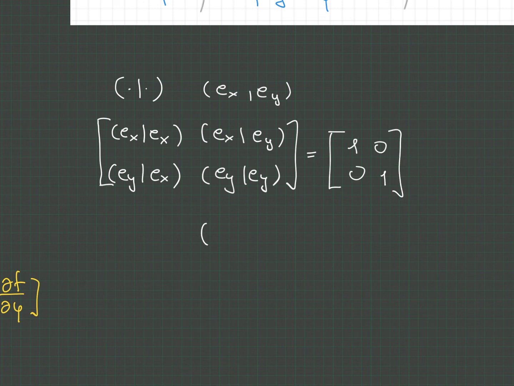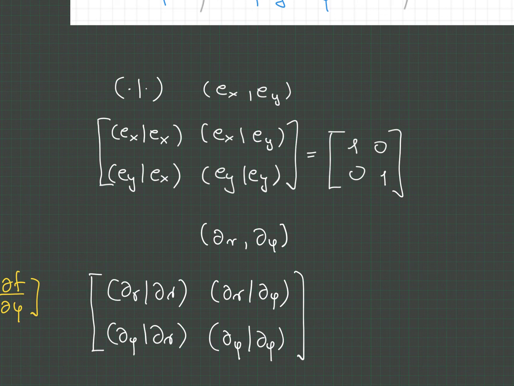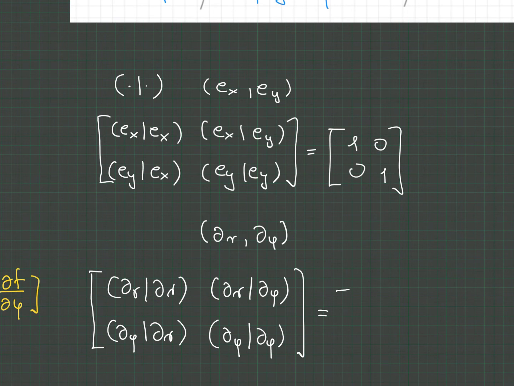However, if I do the same for dr and r d phi, I get that since dr and d phi are orthogonal, here I get 0. Here I have 1 because the length of dr is 1. However, here I have r squared because the length of d phi is equal to r. So the matrix is as follows.